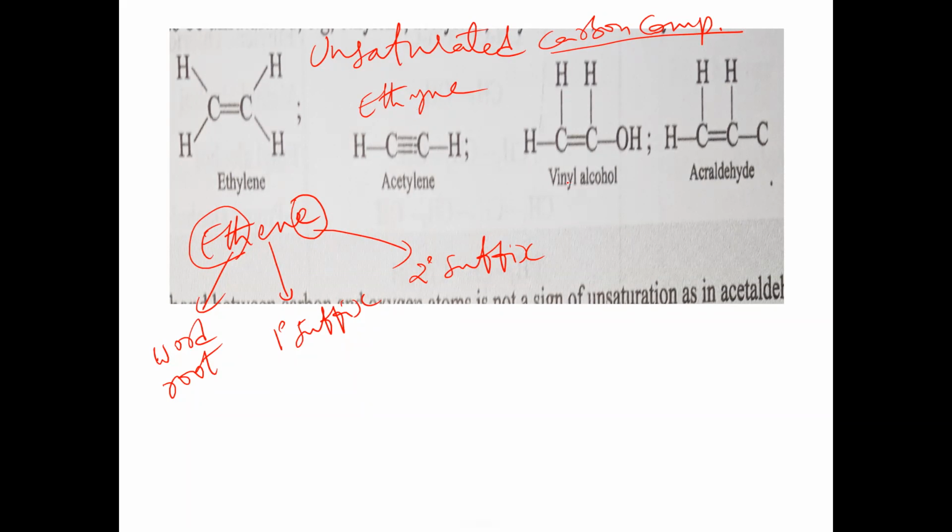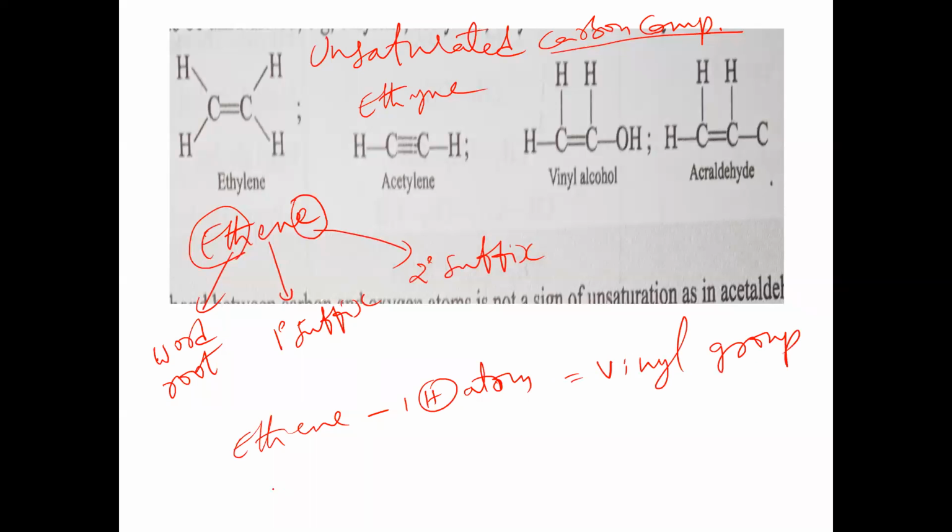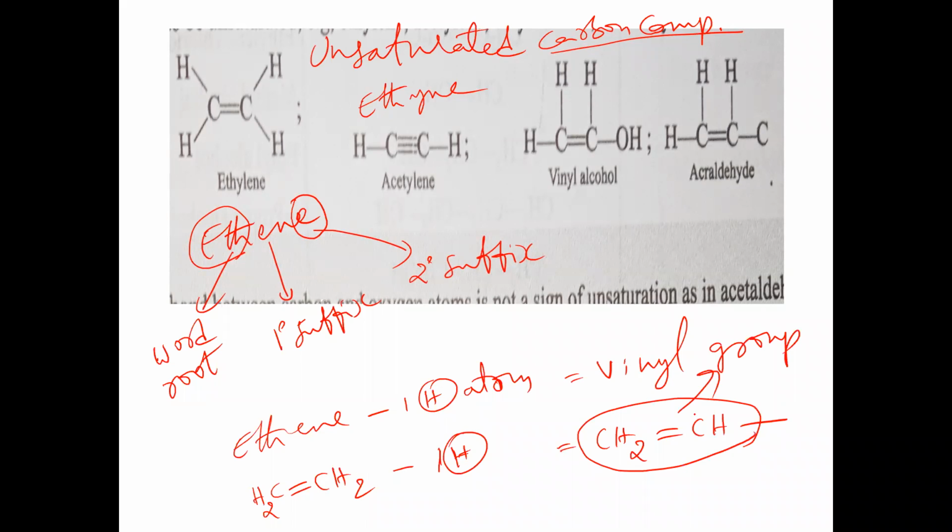Okay, next. Vinyl alcohol. Generally we have ethene minus one hydrogen atom equal to what? The vinyl group. What is the vinyl group? Ethene means CH2 double bond CH2. From this, remove one hydrogen atom. It will give CH2 double bond CH with a free bond. So this group is called the vinyl group.